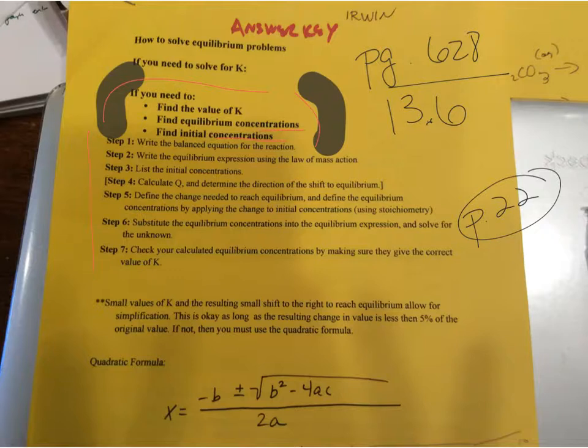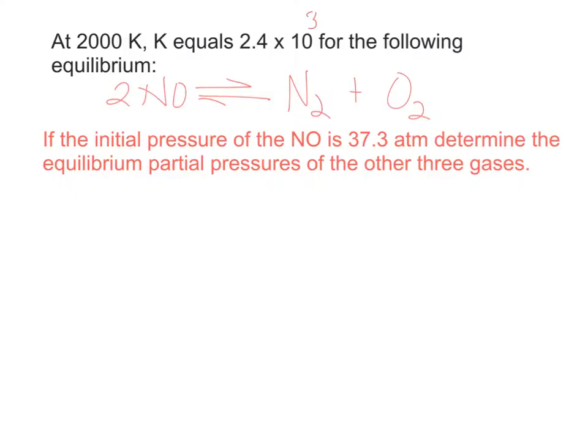And let's go ahead, and I'm going to write it on the next page. The quadratic formula, you may have to use that, so let me make a new page. Okay, so now I'm going to work problem number 2 in your new packet, and it's at 2000 degrees Kelvin. K equals 2.4 times 10 to the third for the following equilibrium. And if the initial pressure of the nitrogen monoxide is 37.3 atmospheres, determine the equilibrium partial pressures of the other 3 gases. And I've changed this problem slightly.